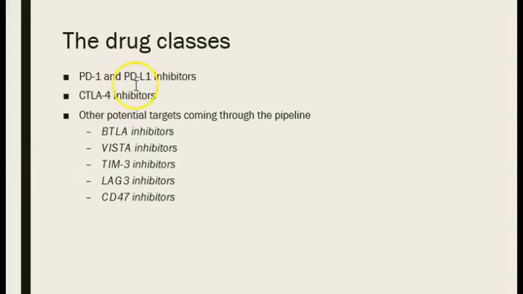For this lecture, we'll focus on the first two drug classes. They don't really have a name other than the PD-1 inhibitors or the PDL1 inhibitors and the CTLA4 inhibitors. Other potential targets that are coming through the pipeline are listed here. For the simplicity of this lecture, we're not going to get into all of these, but understand if you encounter some of these proteins or receptors in your readings, there are drugs coming through the pipeline very quickly, and hopefully in the next year or so we will have more drugs to add to this list.